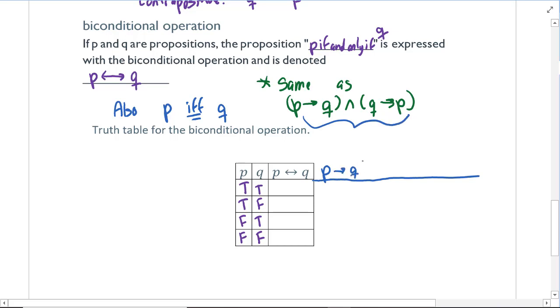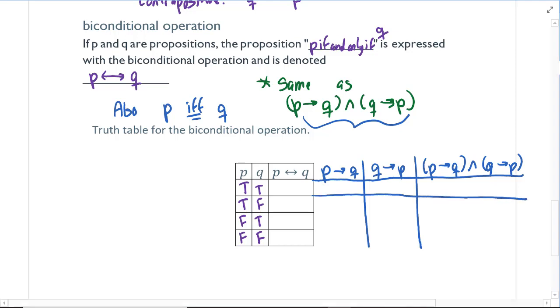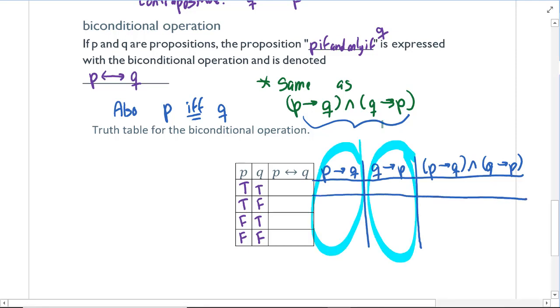So P implies Q, we know how to do that. Q implies P, we know how to do that too. It's just the truth values in opposite order. And then to put them together as an and statement, we just look at the previous two columns instead of going all the way back to the beginning. So Q implies P. So I encourage you to pause momentarily and fill out these two columns here. We should be able to do that based on what we've talked about so far.